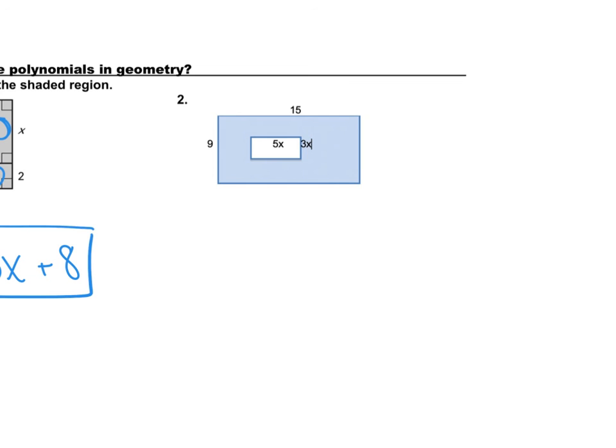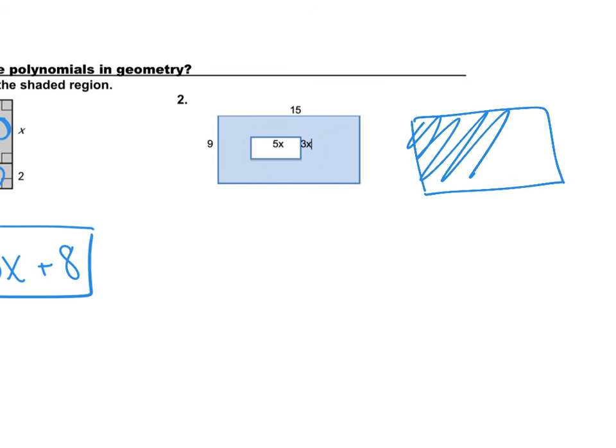All right, so now we're going to find the area of this rectangle here. Notice how it has a rectangle on the inside of it that has been whited out. So we're going to start by finding the area of the rectangle on the outside. And when we do that, we're going to take the 9 times the 15. We're finding the area of the entire piece. And that's going to give us 135.